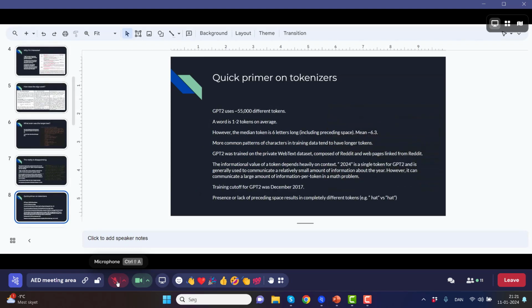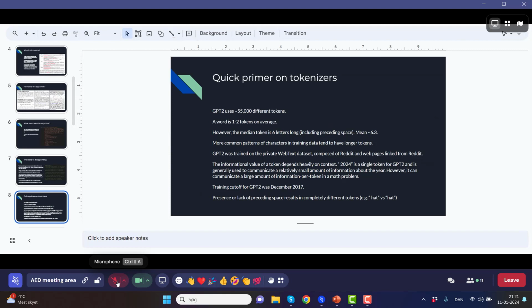So yeah, a quick primer on tokenizers. GPT-2 uses 55,000 different tokens. On average, it's about 1.3 tokens per word, but longer words obviously tend to have more than 1 token. The rarer your token is, in theory, the more information it conveys, but that's heavily context dependent. My example is 2024 can be used to communicate a relatively small amount of information about the year, or if it's in a math problem, it communicates what normally takes a lot more tokens.